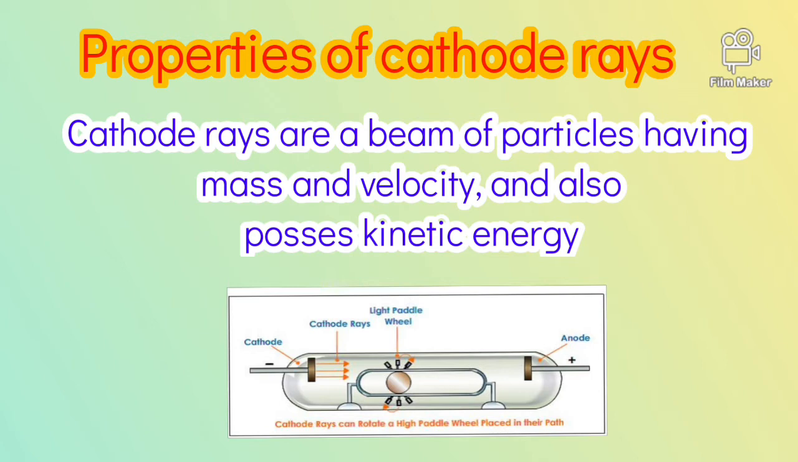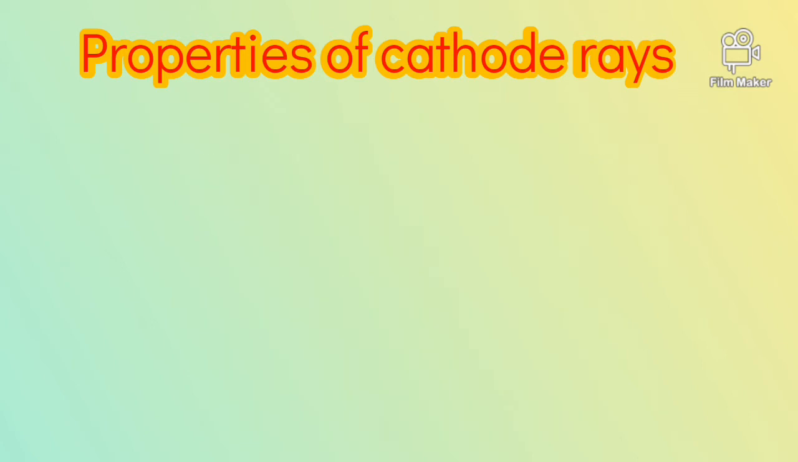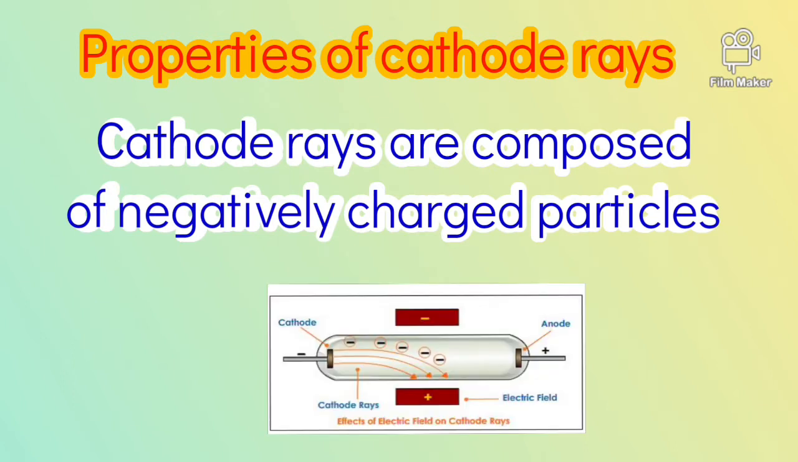We can test this property by using the cathode ray with a paddle wheel. Third property, cathode rays are composed of negatively charged particles. To check this property, we use an electric field. If we apply an electric field, what happens? Cathode rays deflect to the positive charge. That means cathode rays are composed of negatively charged particles.